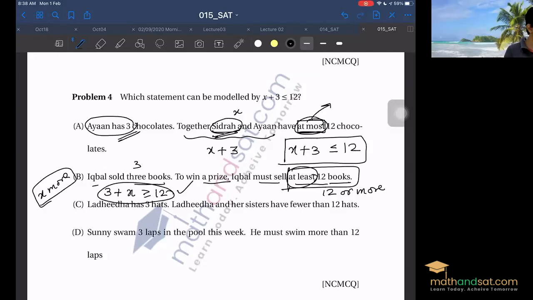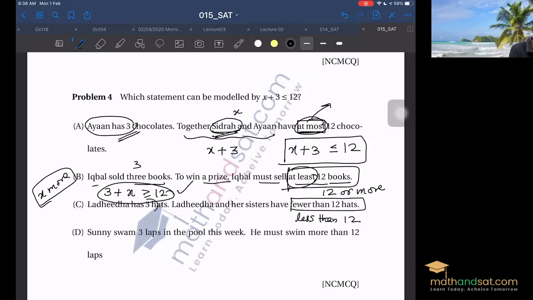Ledida has 3 hats. Ledida and her sisters have fewer than 12 hats. Okay. So some person has 3 hats, and including some others put together, they have fewer than 12 hats. So less than 12.